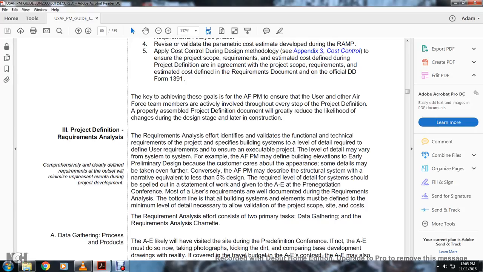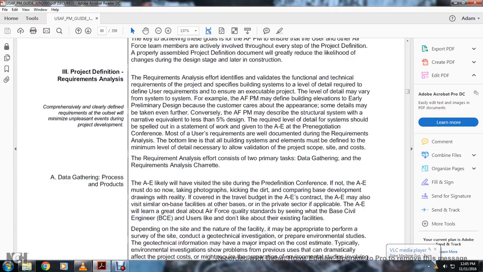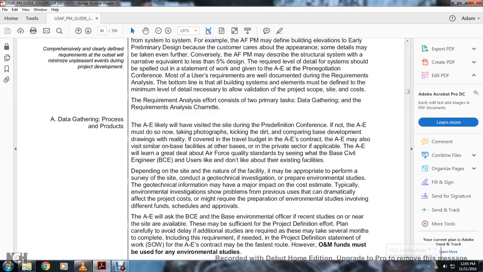The bottom line is all the building system elements are defined at the minimum level of data and detail necessary for validation of the project scope and the cost requirements analysis. After considering the two primary tasks of the requirements analysis, the data gathering process and products. Architectural engineering will have to visit the site during the pre-definition concept, and the A&E must do so now. Taking photographs, kicking the dirt, comparing the base development drawing with reality, and covered within the travel budget of the A&E contract. The A&E may also visit similar Air Force facilities or other bases.